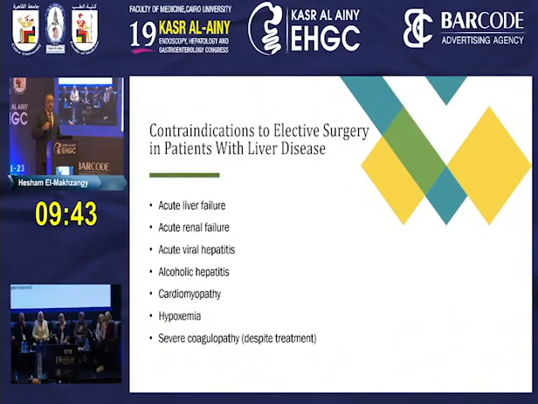And now, there are absolute contraindications to elective surgery. If these are present, then we should not contemplate elective surgery. Acute liver failure: we shouldn't do surgery in somebody with acute liver failure unless it's an emergency life-saving surgery. Acute renal failure, acute viral hepatitis, acute alcoholic hepatitis, cardiomyopathy, severe hypoxemia, and severe coagulopathy, which cannot be corrected using vitamin K. So these are contraindications to surgery.